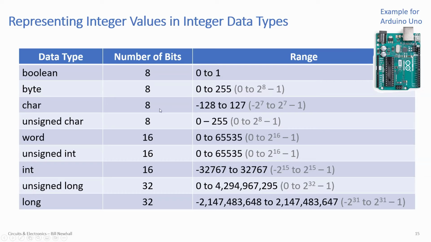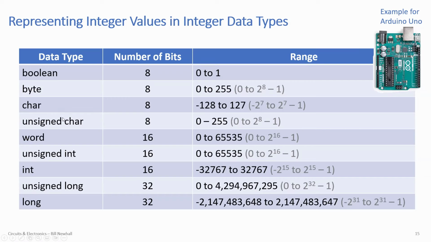If you need signed values in the range of 8 bits, then you could use a char. That stands for character, it comes from the days when characters were represented with 8-bit values, like a capital A was value 65 and a capital B was value 66, and that was called ASCII, the American Standard Code for Information Interchange. That was used a long time ago, and that's where that char comes from. But that data type can represent values from negative 128 to positive 127, right? Those are 256 values if you include zero in there.